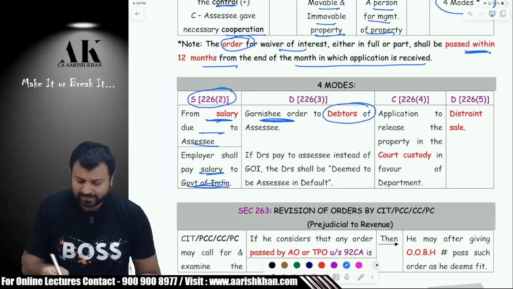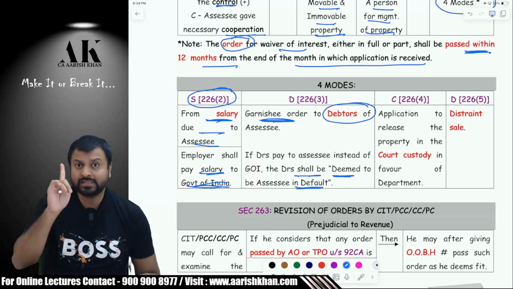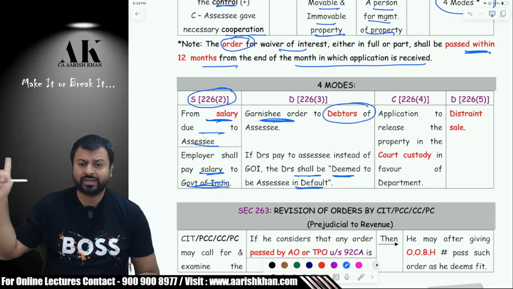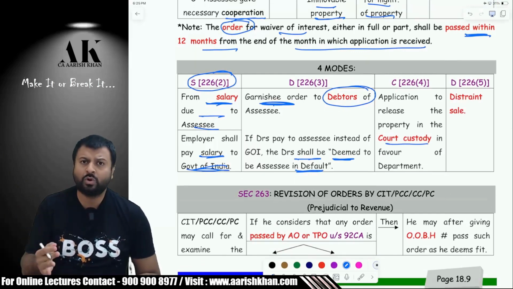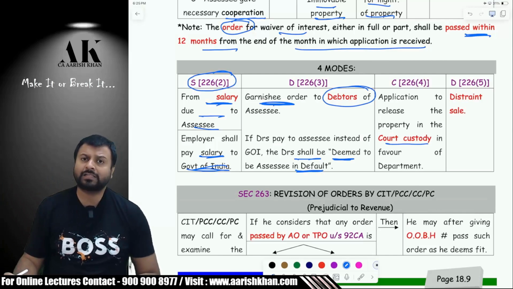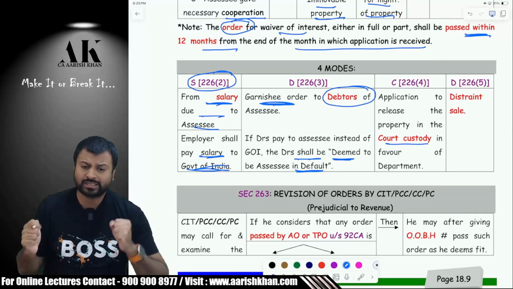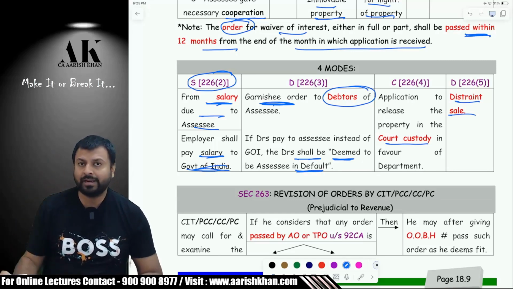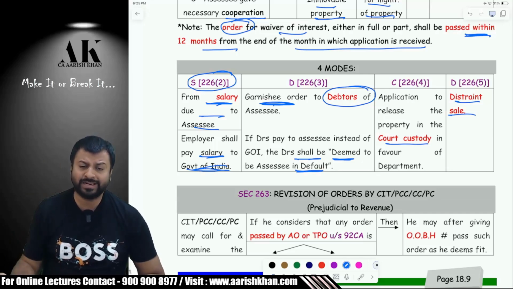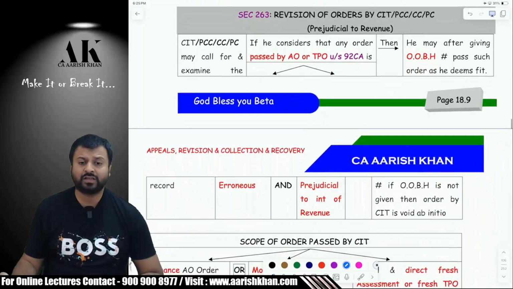And if you pay to the assessee, then the debtors will become what? The assessee in default, and the government will take action against the debtors. The government will make an application and a request to the court to release the property in favor of the income tax department if the property is in the court custody, or if the government wants, the government can make a distrained sale of your property. Distrained sale means what? At a very low price they can sell your property and recover the money, and this is what the dangerous provision of recovery is all about.